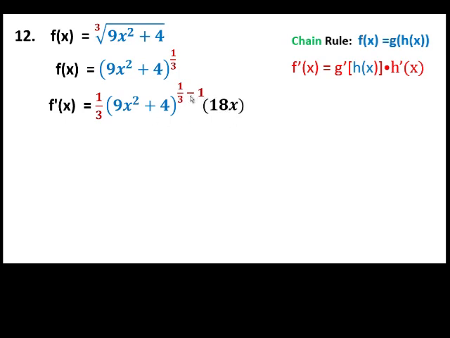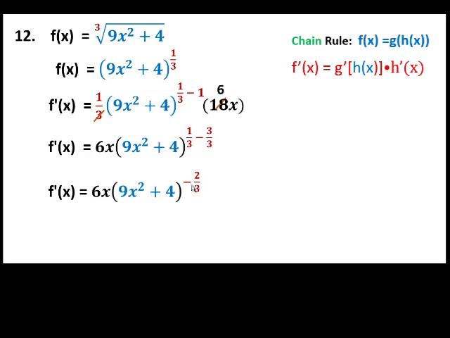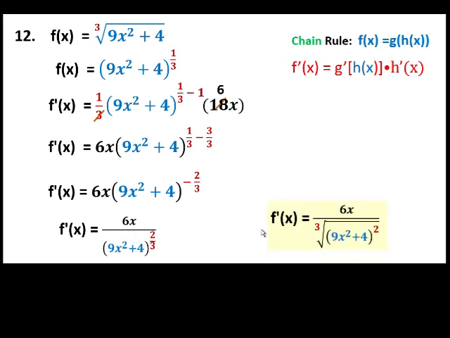Then simplify the exponent or cancel out common factors. This is 6, and work on the exponent. 1/3 minus 1 is negative 2/3, and this is 6x times 1 is 6x. The exponent this time becomes negative 2/3, and we can change the negative exponent to a positive exponent, or we can change exponential form to radical form. So our final answer is f prime of x equals 6x over the cube root of the square of 9x squared plus 4. That's enough.